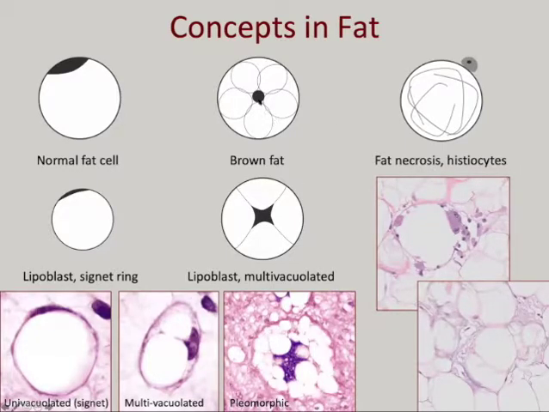Brown fat, the nucleus is not indented by the vacuoles, and fat necrosis can be scary because it can look all weird and wavy and the cytoplasm is kind of falling out, but you're gonna wanna see these nice little foamy histiocytes around the sides of the fat necrosis.